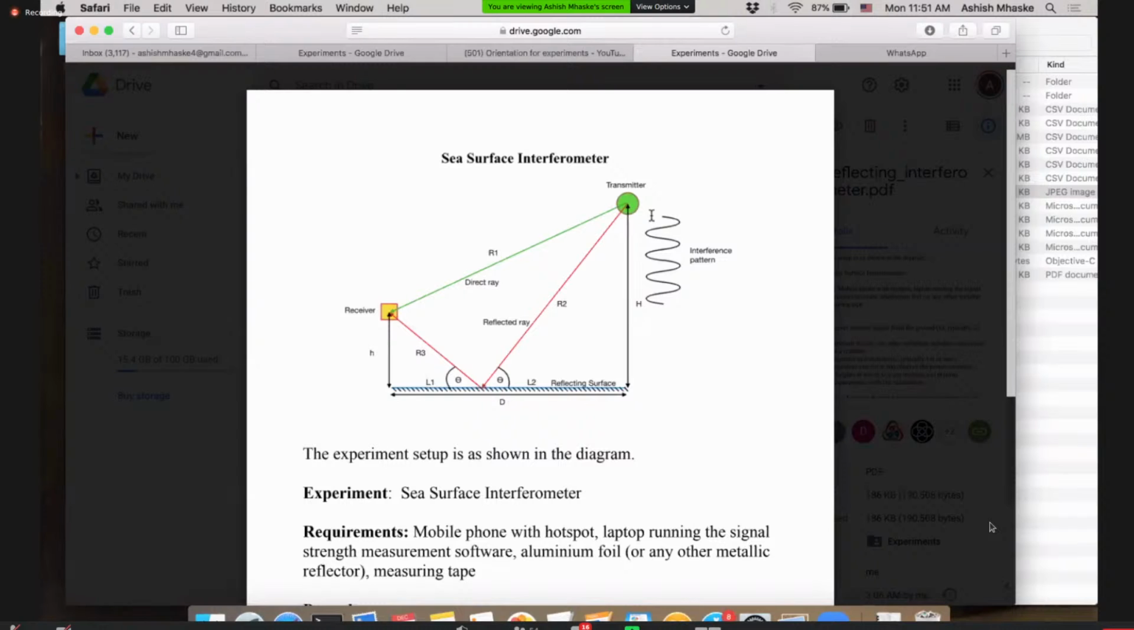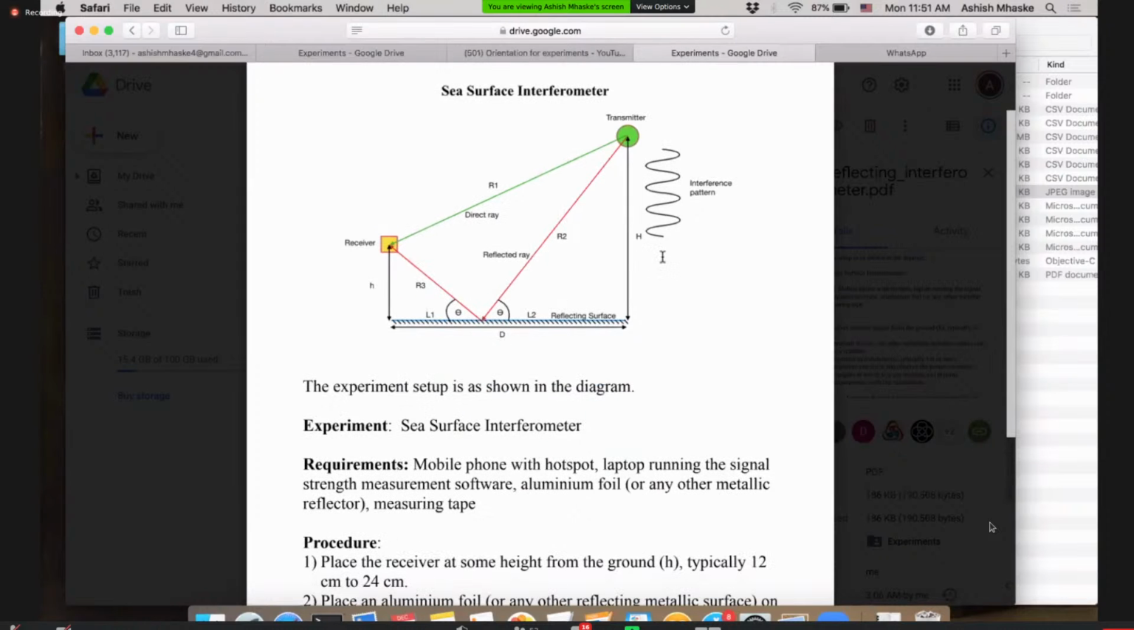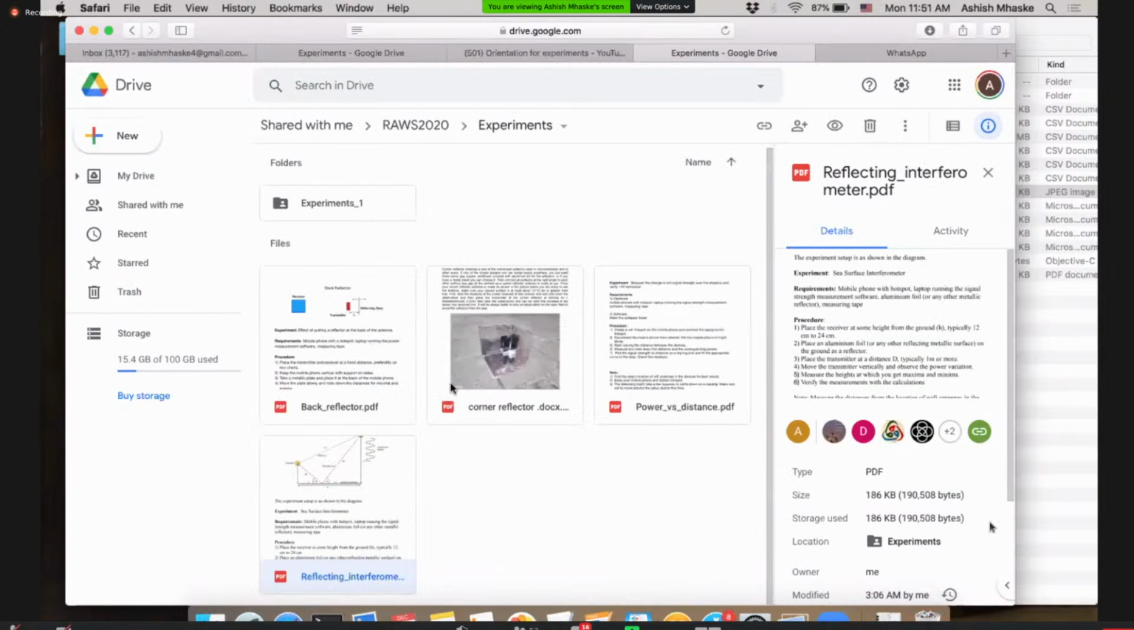For Linux, there is a Python script which Prakash has put in the folder, and you can go through his documentation. He has given the procedure for how to use the Python script. For Windows, there is software. I can show you actually.